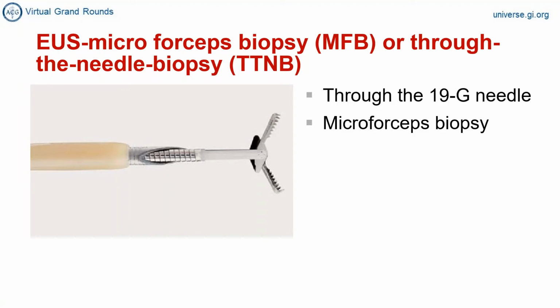The next novel diagnostic method is using EUS microbiopsy forceps or through the needle biopsy. Again, we have to use a 19-gauge needle that is similar to endomicroscopy. Here, once the needle is in the cyst, you introduce this microforceps biopsy through the needle. You approach the wall of the cyst and you take a biopsy. And there's something called a tent sign where you biopsy the wall and then you tent it up and then you take the biopsy to optimize your diagnostic sample.